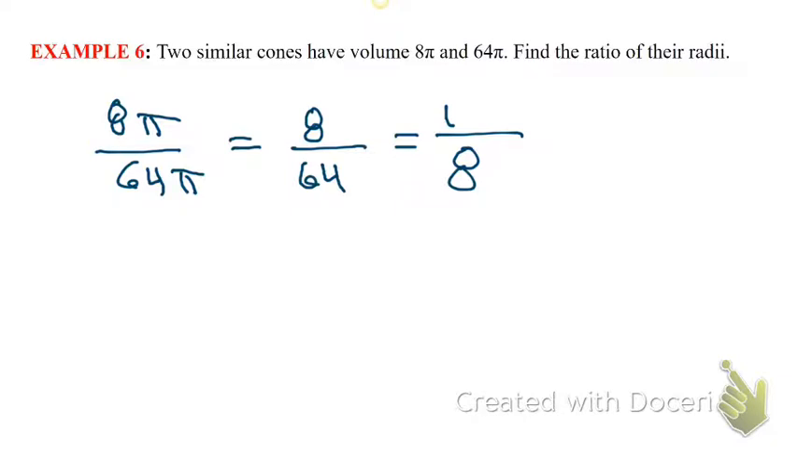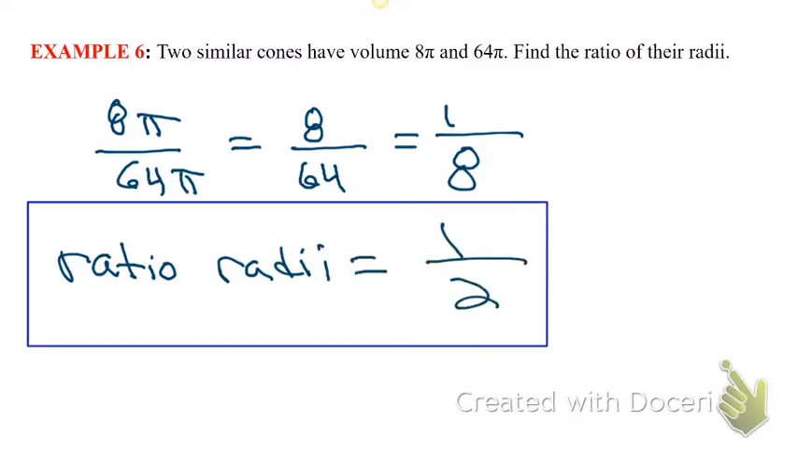How does that compare to the ratio of the radii? Well, remember, that needs to be the cube of the ratio of the radii. So in order to find the ratio of the radii, we have to take the cube root of both of those numbers. So the ratio of the radii is going to be 1/2. 2 is the cube root of 8. Obviously, 1 is the cube root of 1. So that's the ratio of the radii.